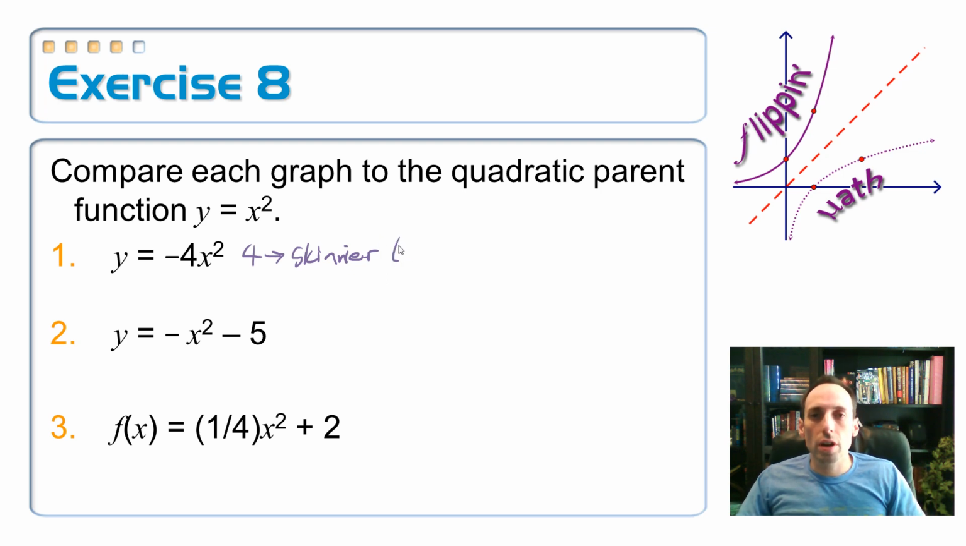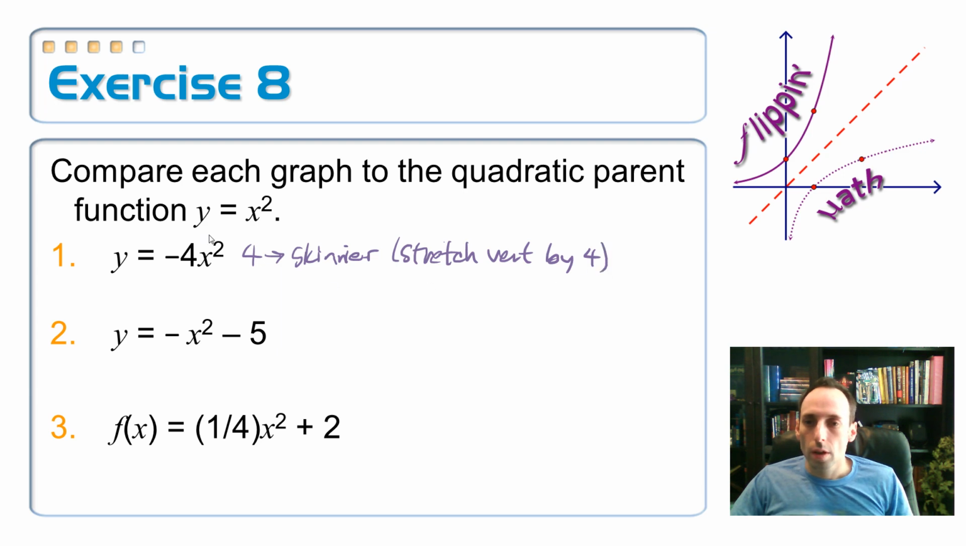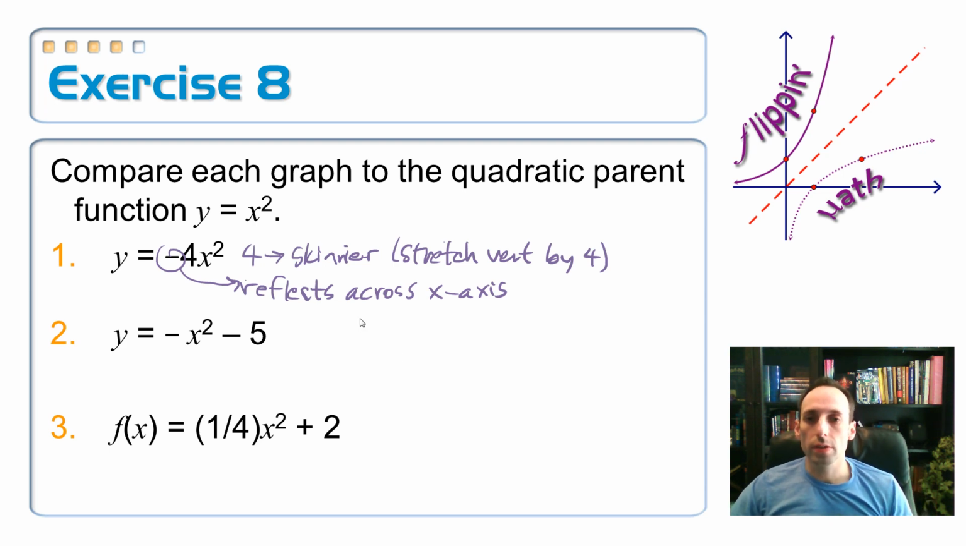Basically it is vertically stretching this by a factor of 4. And when I stretch, it looks like it gets skinnier. So stretch vertically by 4. All right, what does that negative do? So that negative down there reflects it across the x-axis. And that's it. That's all we have to discuss.